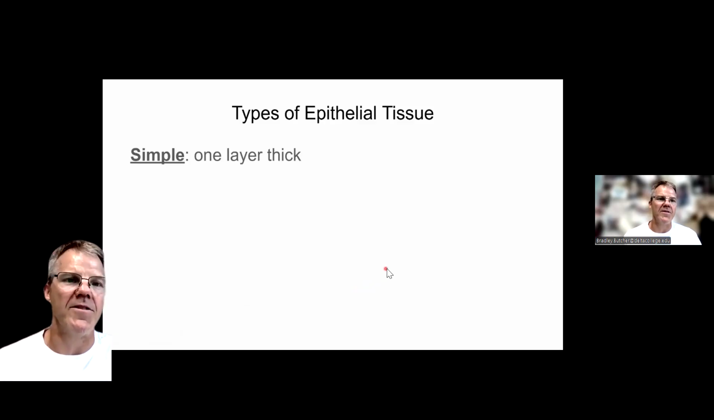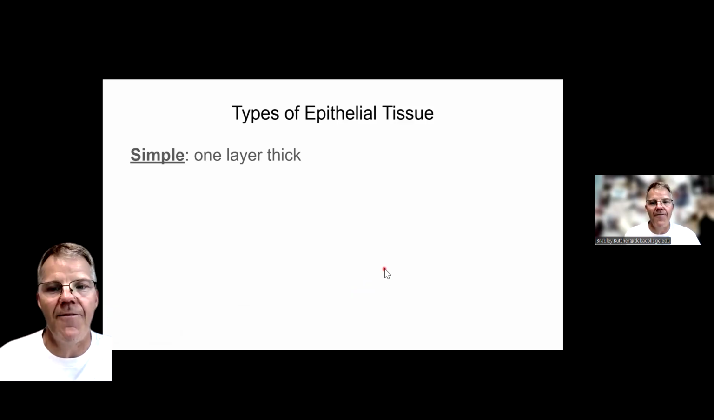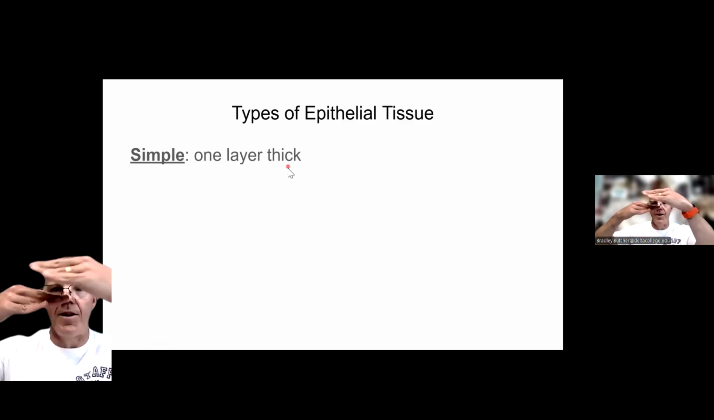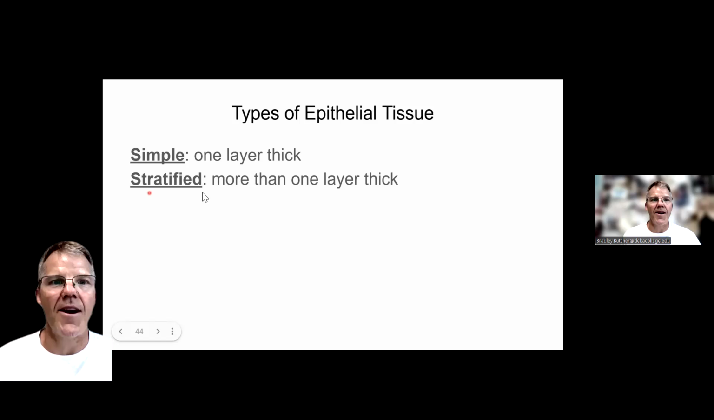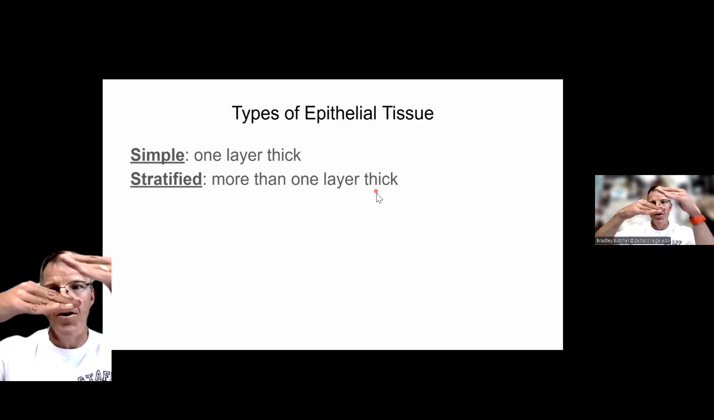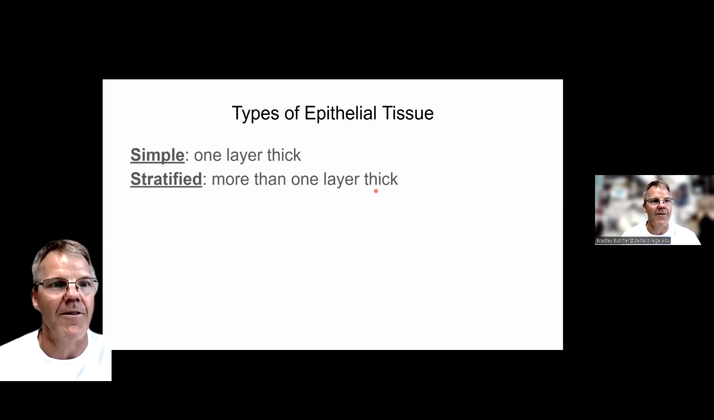Some types of epithelial tissue. When we talk about epithelial tissue, we want to characterize it in a few manners. One of those manners is the number of layers of cells. So cells packed on top of each other. Simple epithelial tissue simply has one layer, as opposed to stratified. Stratified means more than one layer thick. So multiple layers, sometimes just two, sometimes many, many, many layers. So we talk about simple epithelial tissue and stratified epithelial tissue.